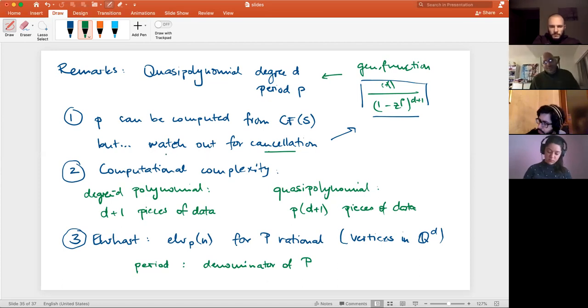But same comment: sometimes you can have cancellation. Cancellation means that your period will be a divisor of this denominator. If you do Ehrhart counting for rational polytopes, you will get a quasi-polynomial. The degree of this quasi-polynomial will be the dimension of the polytope, and the period will divide the denominator of the polytope.